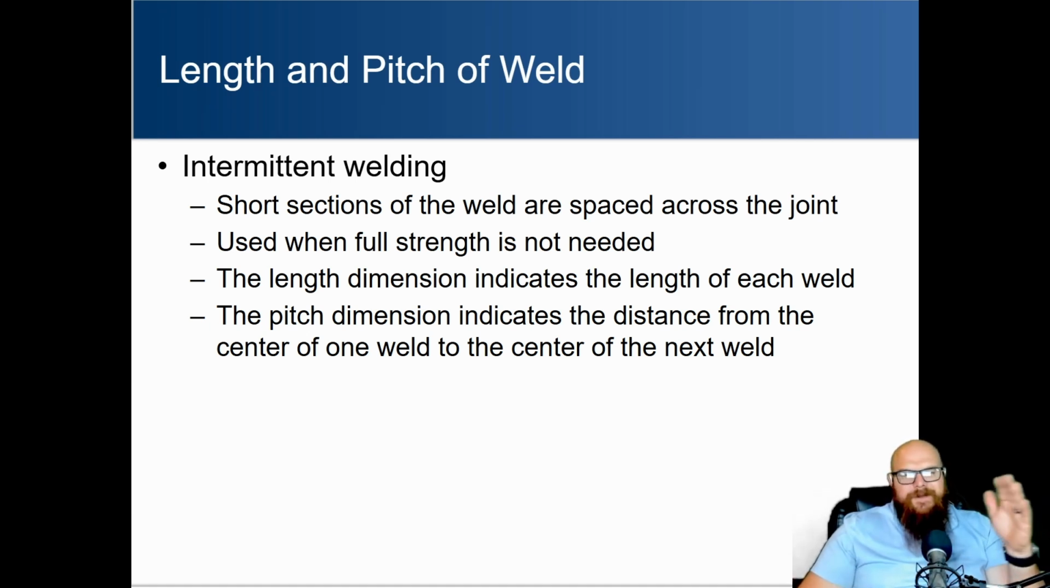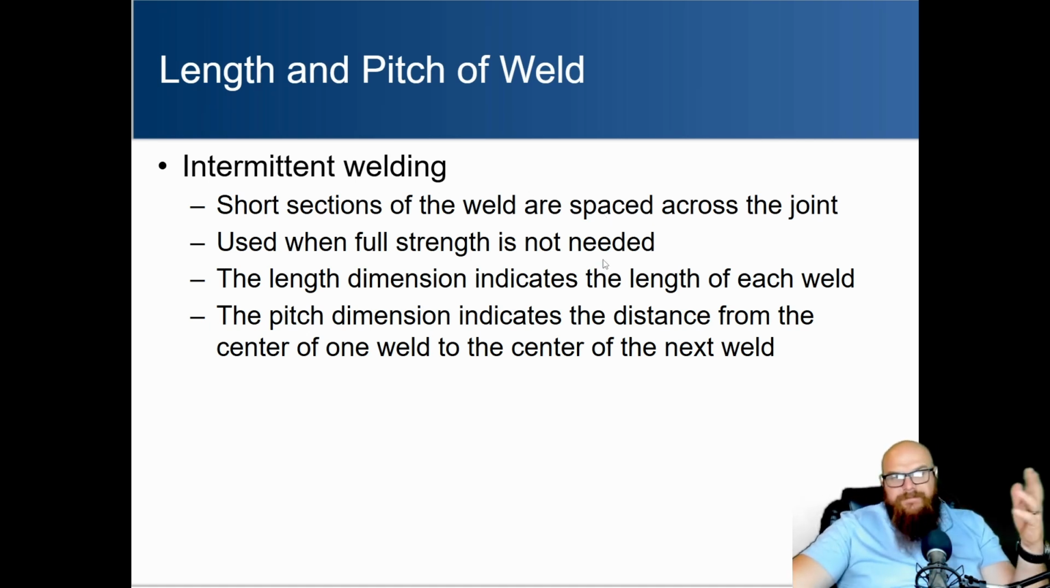We may not weld that all the way across because we don't care if it's sealed. We're going to put firewood in there. We're going to heat it up. It's not a big deal. In fact, sometimes you actually want water to leak out of that, and so you don't want it to retain that water in there. So intermittent welding is often used on those.